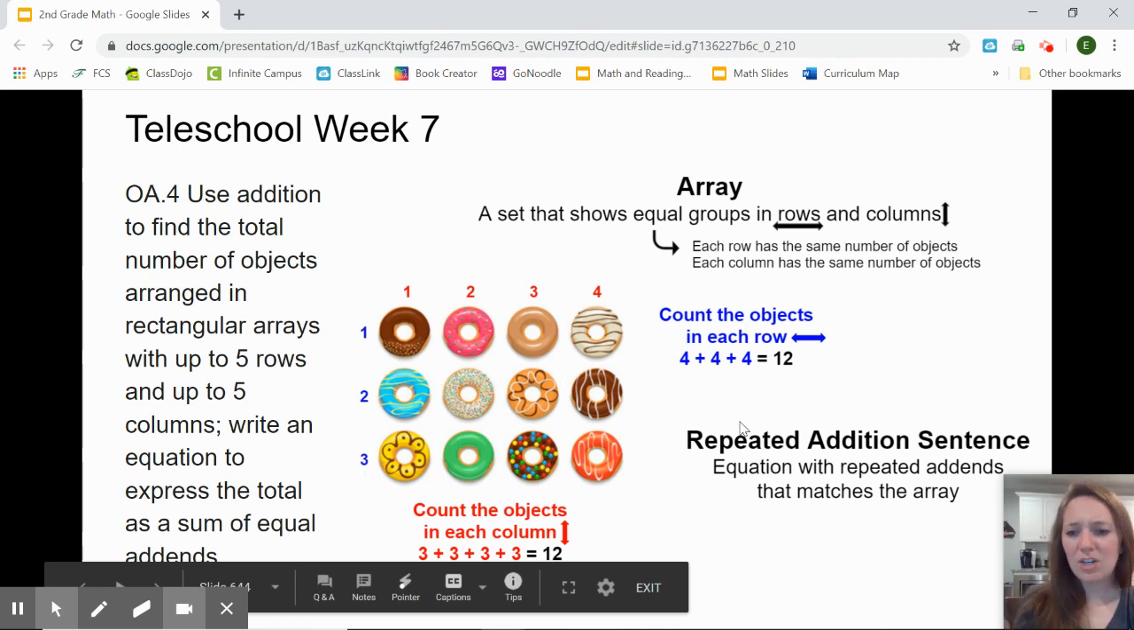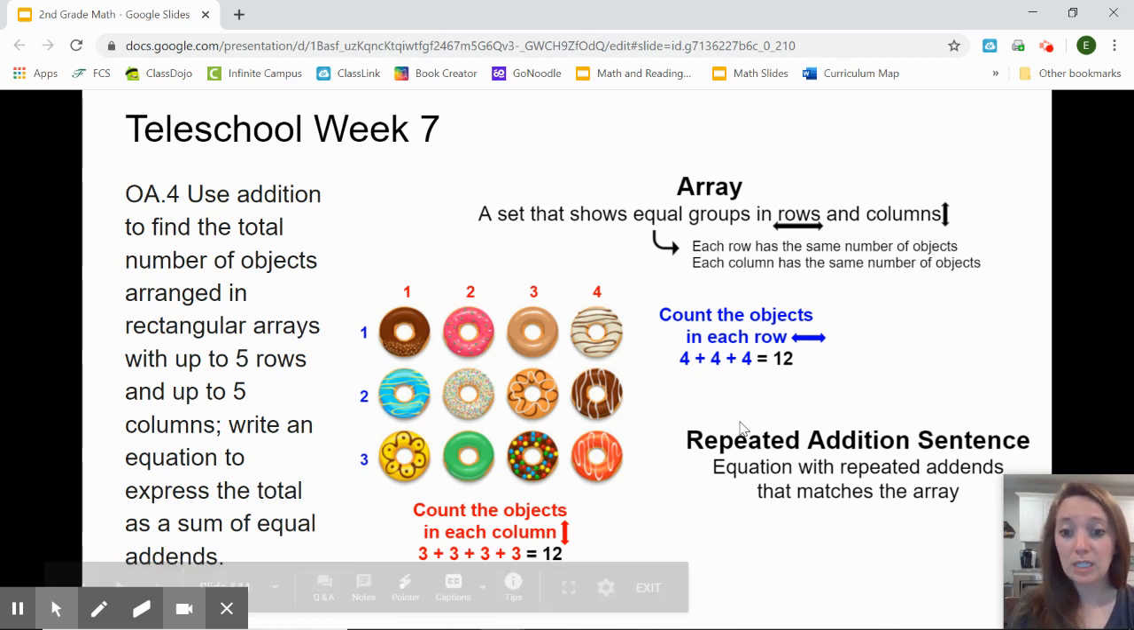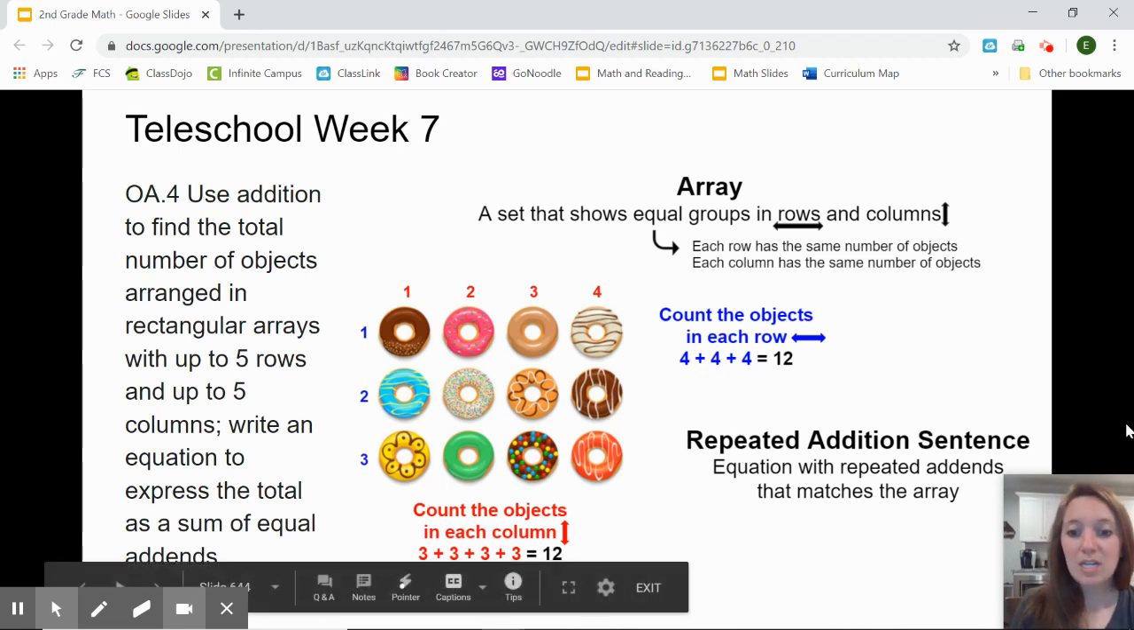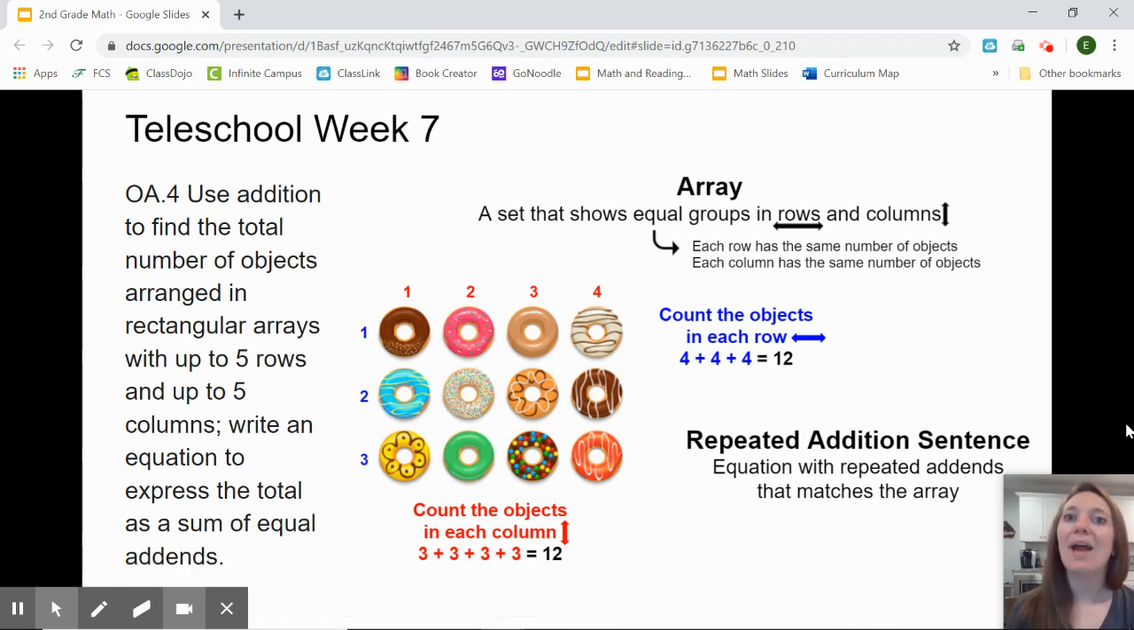So what is the equation part? Well, the equation that we're going to write is a repeated addition sentence. A repeated addition sentence is an equation that has repeated addends that match the array. So that means each number that we're adding has to be the same number. So for instance, we have 4 in each row. And so the repeated addition sentence to match that would be 4 plus 4 plus 4, and that equals 12.